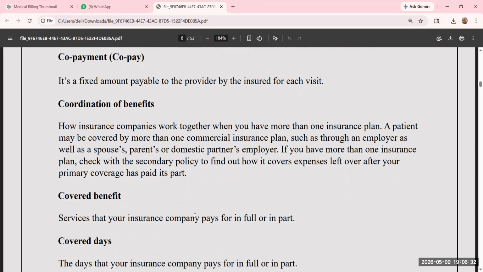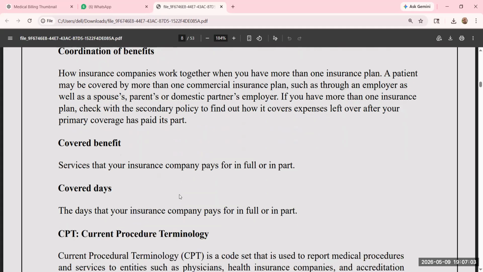For example, one patient has three insurances: primary, secondary, tertiary. The primary insurance will pay some amount, and the remaining amount moves to the secondary insurance, which pays a few amounts. After that, if some amount remains, the tertiary insurance will pay for that. At that time, the coordination of benefits form is used. So we need to check all the guidelines on how it will be applicable. That is called coordination of benefits.